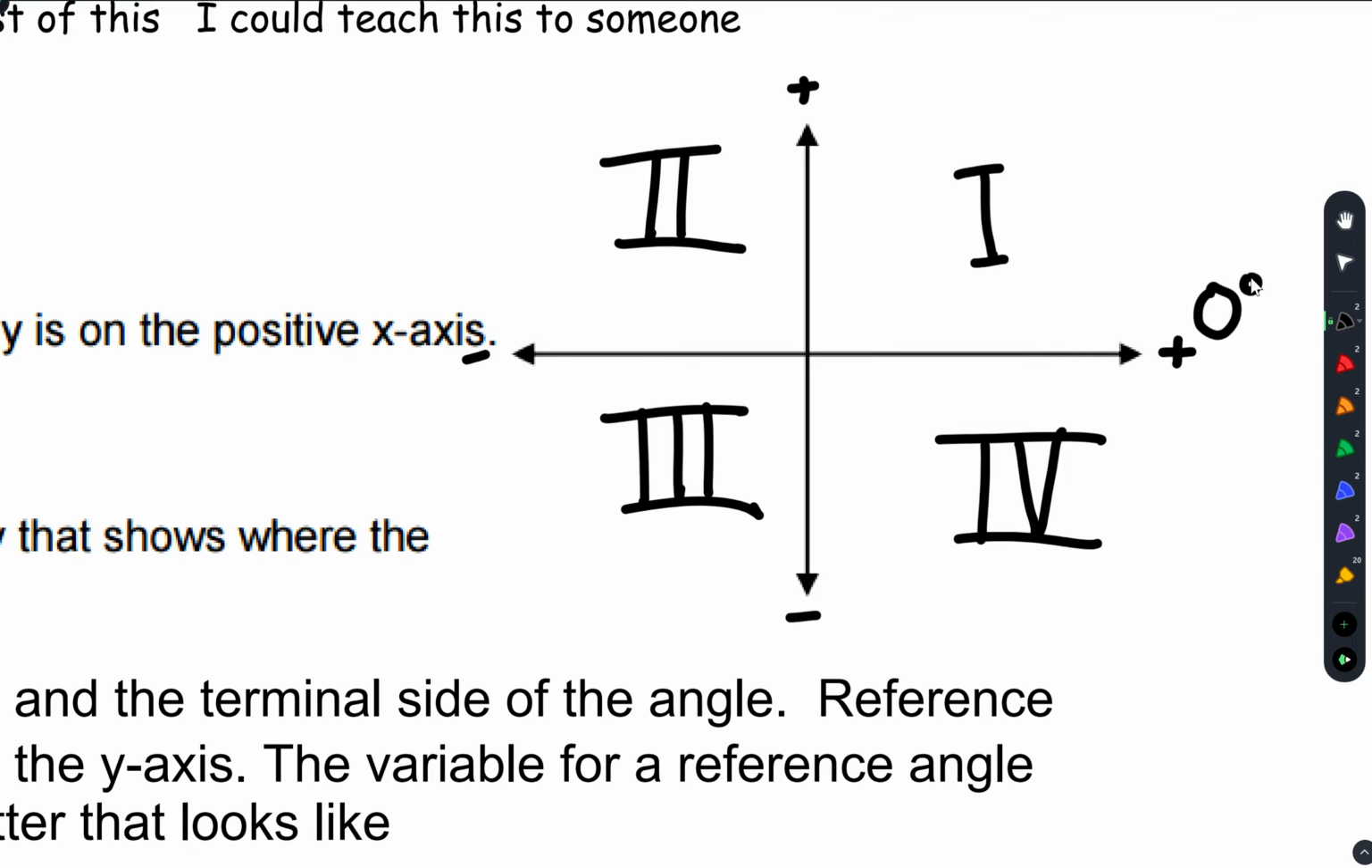So each segment is 90 degrees. This is 90 degrees right here. Another 90 degrees brings me to 180 degrees. And then another 90 degrees brings me to 270 degrees. And then we go all the way back around to where we started. That is 360 degrees. Everybody cool with that?